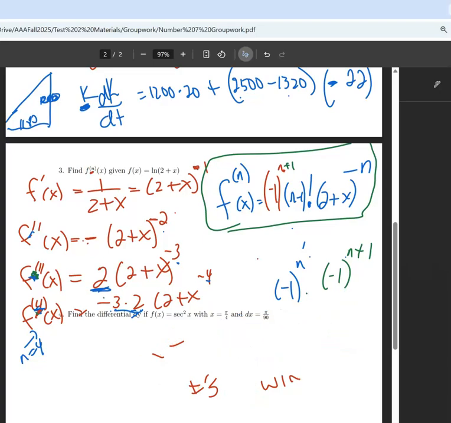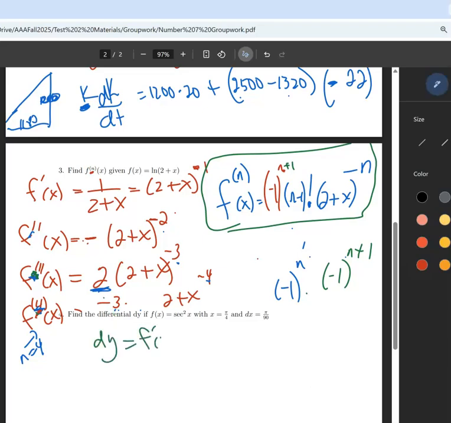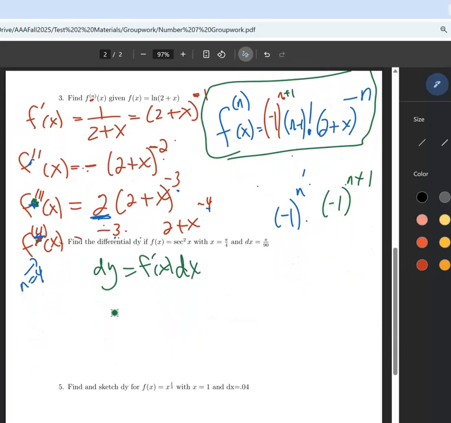Okay, so let's talk about the differential dy. It's just a definition you need to know. So dy is equal to f prime of x dx. So the derivative, by using the chain rule, is 2 secant of x times the derivative of secant, which is secant of x tangent of x, dx.